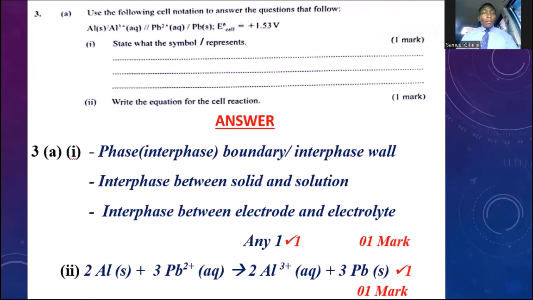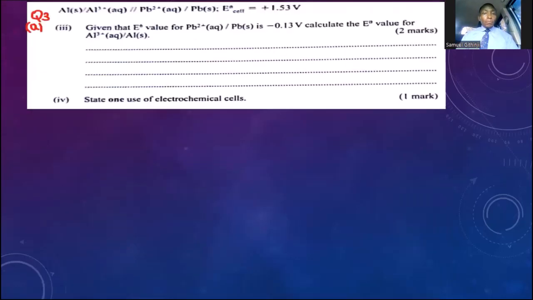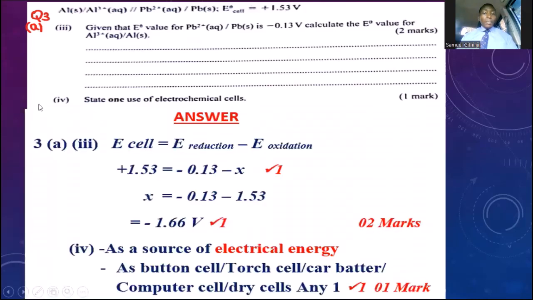We move on. We are supposed to calculate the EMF of the aluminium ion to aluminium solid half cell. What are you given? We are given the reduction potential of the lead 2 ions to lead solid half cell. So, what is the E value for this cell? That's what we're supposed to do. And of course, then part 4, one use of an electrochemical cell. Now, let me take you through what I've done.